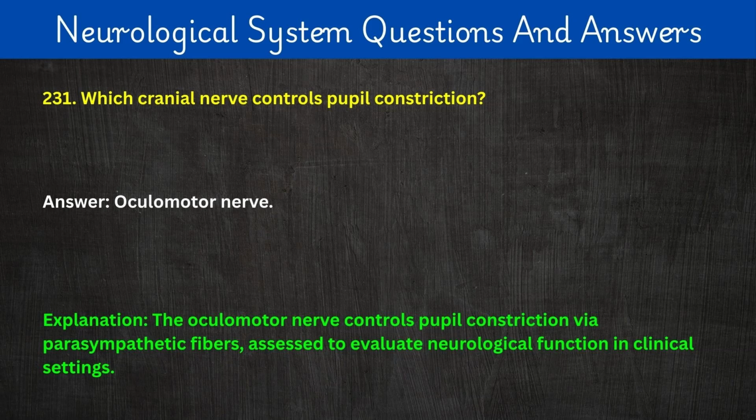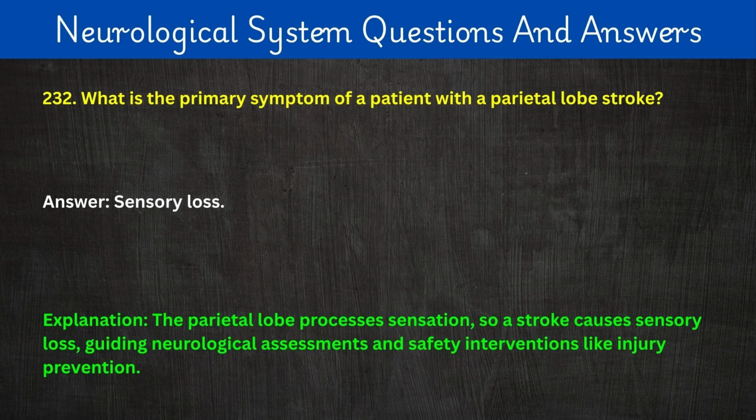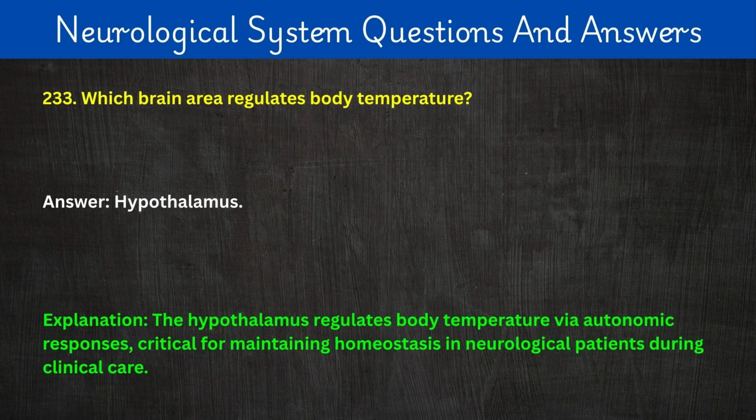231. Which cranial nerve controls pupil constriction? Answer: oculomotor nerve. Explanation: the oculomotor nerve controls pupil constriction via parasympathetic fibers, assessed to evaluate neurological function in clinical settings. 232. What is the primary symptom of a patient with a parietal lobe stroke? Answer: sensory loss. Explanation: the parietal lobe processes sensation, so a stroke causes sensory loss, guiding neurological assessments and safety interventions like injury prevention.